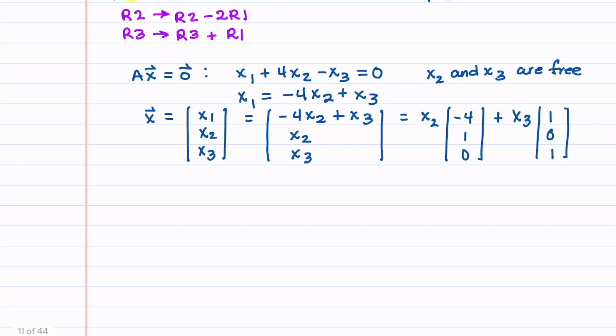That is our solution to A times x is equal to 0. Now we were also asked to give a geometric interpretation of the solution. So notice that we have two vectors and two free variables. If we have two vectors, we'll always have two free variables.